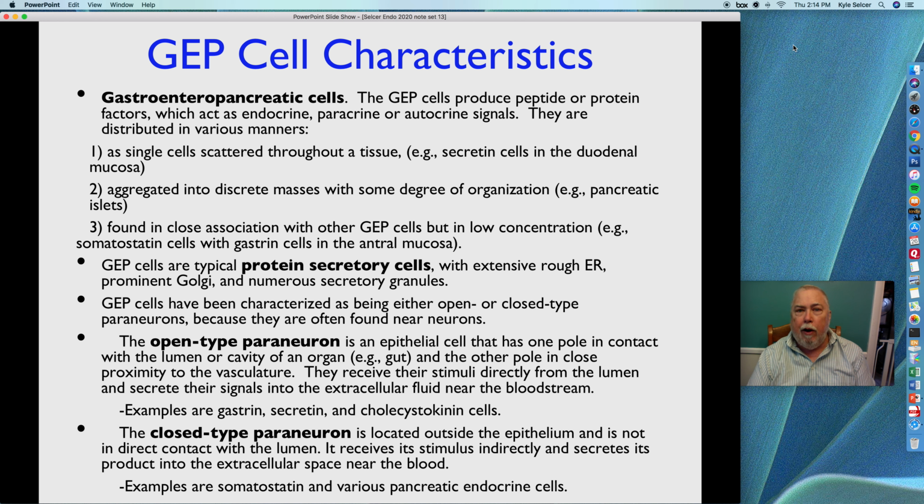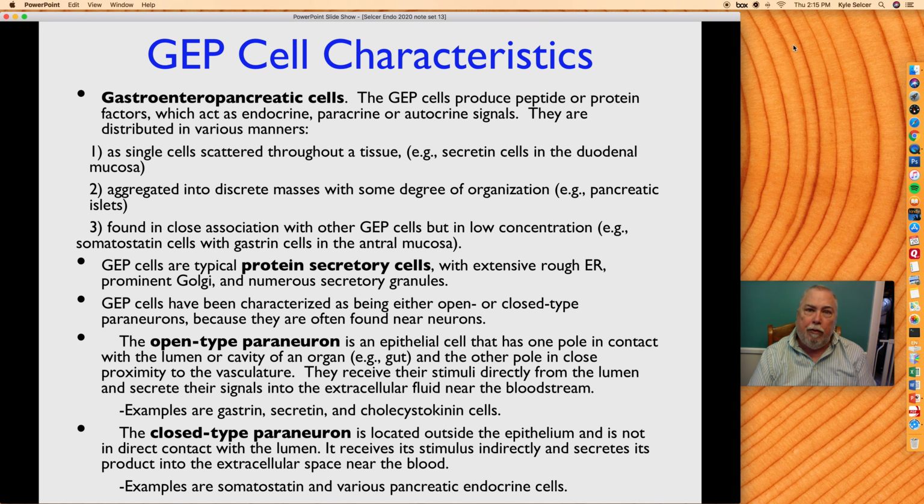The open type paraneuron is an epithelial cell, so it's right lining the lumen of some structure, usually the gut, that has one pole in contact with the lumen or cavity of an organ, for example, the lumen of the gut, and the other pole in close proximity to the vasculature of the bloodstream, but also in close proximity to neurons as well. They receive their stimuli directly from the lumen, so they're cueing on what's in the lumen, amino acids, glucose, anything like that. They secrete their signals in the extracellular fluid near the bloodstream.